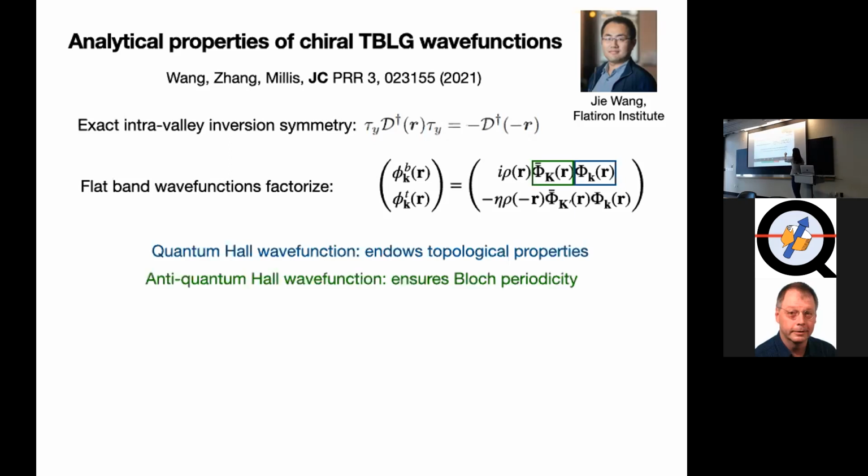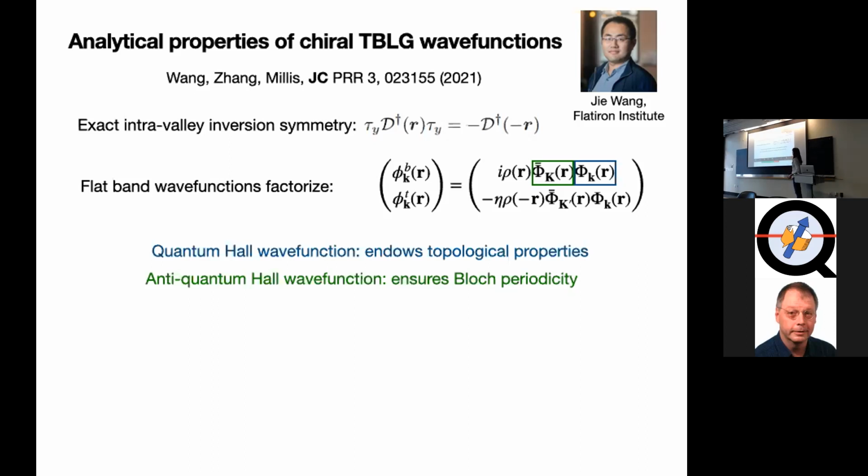The second term is an anti-quantum Hall wave function. In other words, it would see the opposite magnetic field, but it has a fixed K index of the capital K point. This doesn't affect topological properties, but it ensures that we're getting Bloch wave functions. Quantum Hall wave functions satisfy magnetic translation symmetries, but they don't satisfy the Bloch symmetry properties. By combining quantum Hall and anti-quantum Hall wave functions, that's the only way that we can get a Bloch wave function. That's a general statement about Chern insulators.